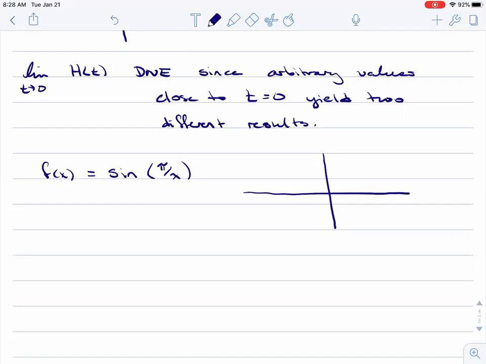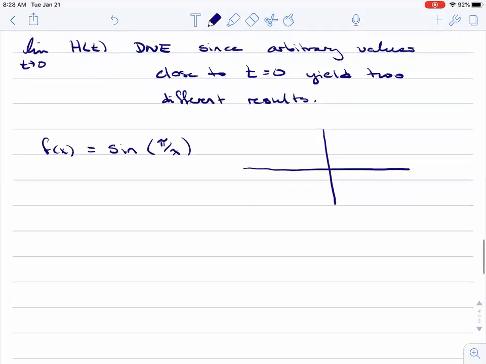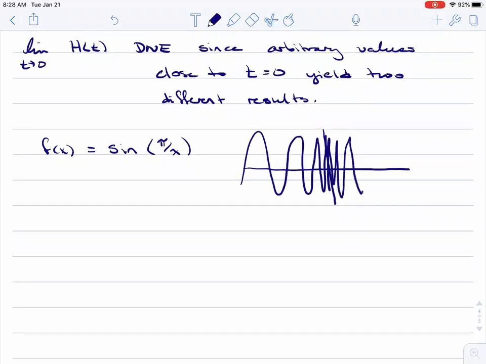because sine goes between negative 1 and 1, and it jumps around, and it'll never settle at x close to 0. And so it's going to look like kind of something like that.